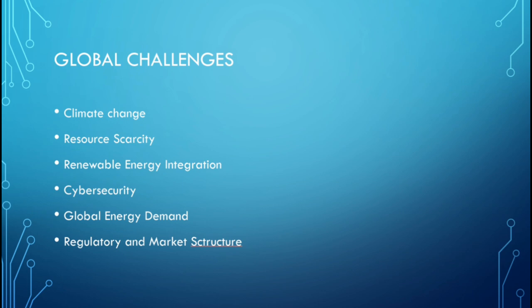This is the global challenges in electrical power systems. First, climate change. Extreme weather events such as hurricanes, floods, and heat waves can disrupt power supply. Number 2, resource scarcity. The depletion of fossil fuel reserves necessitates a shift to renewable energy sources.